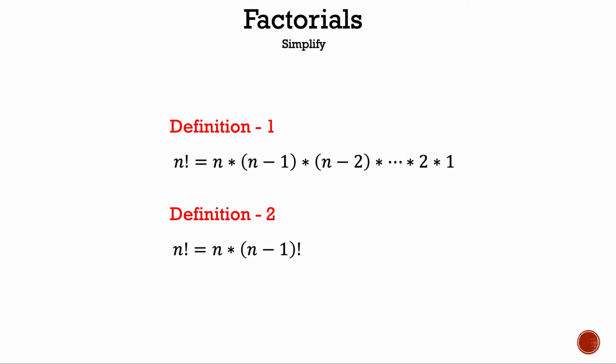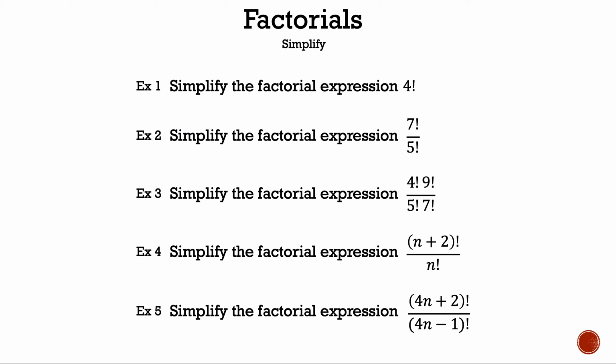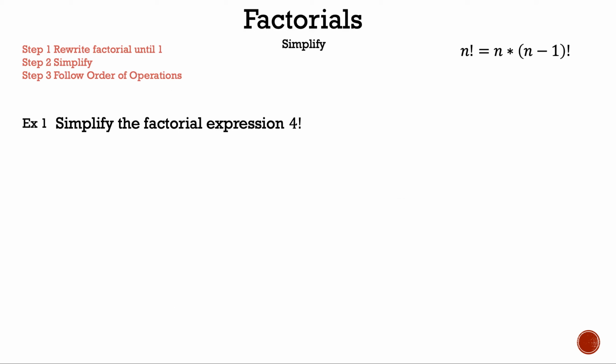Now that we have seen both definitions, let's take a look at the examples we're going to discuss in today's video. Let's take a closer look at example 1. Let's read the steps. Step 1, rewrite factorial until 1. Step 2, simplify. Step 3, follow order of operations. Now, let's read the question. Simplify the factorial expression 4 factorial.